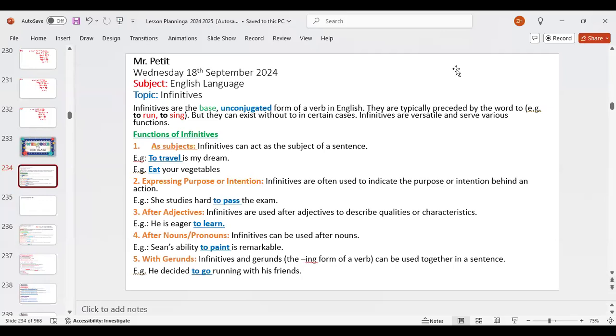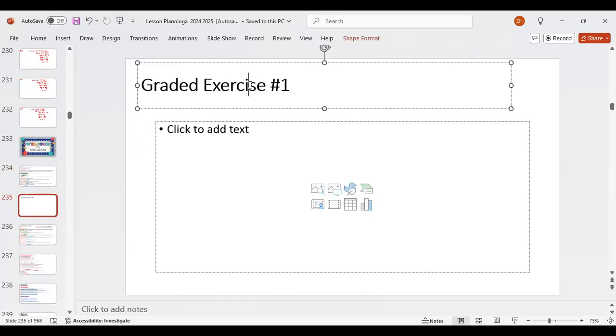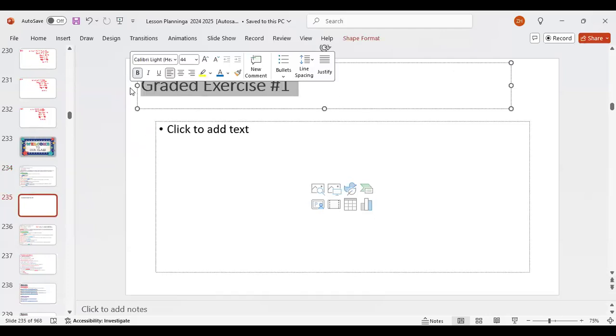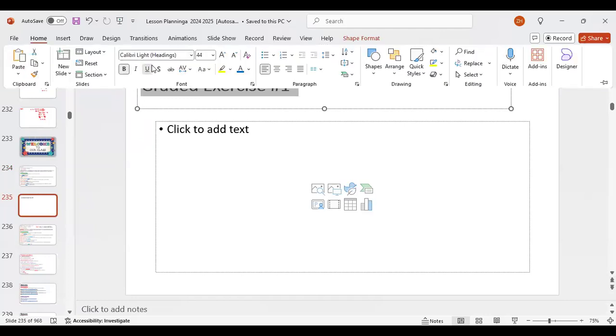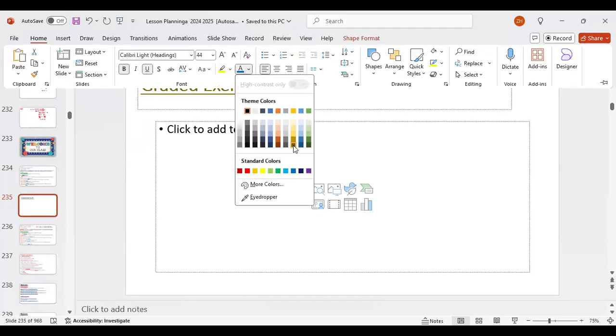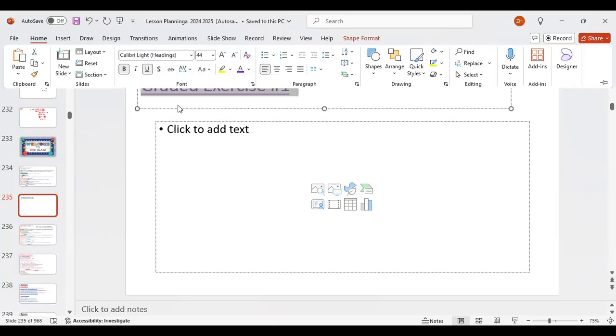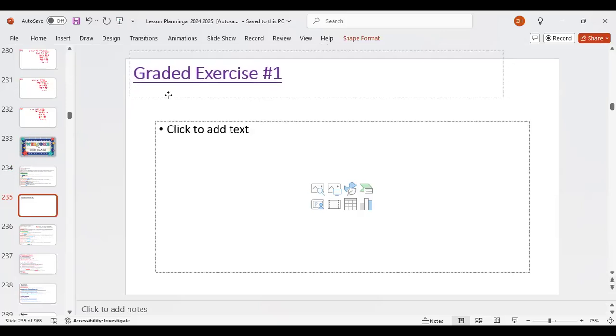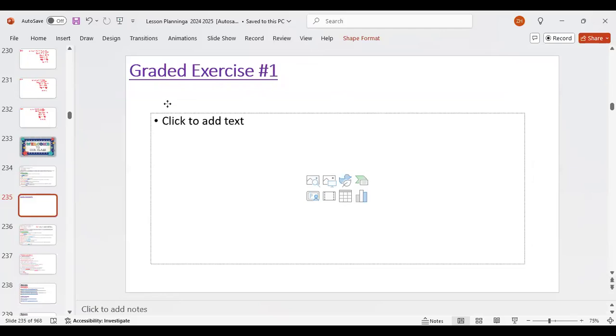Mr. Petit, you say even when the verb has to in front of it, it's still infinitive? Once it has to in front of it. Because all the Spanish verbs have to in front of it. Exactly, because they're unconjugated. But that's one thing about learning Spanish or French: you have to learn how to conjugate your verbs. One of the first things that they teach you.